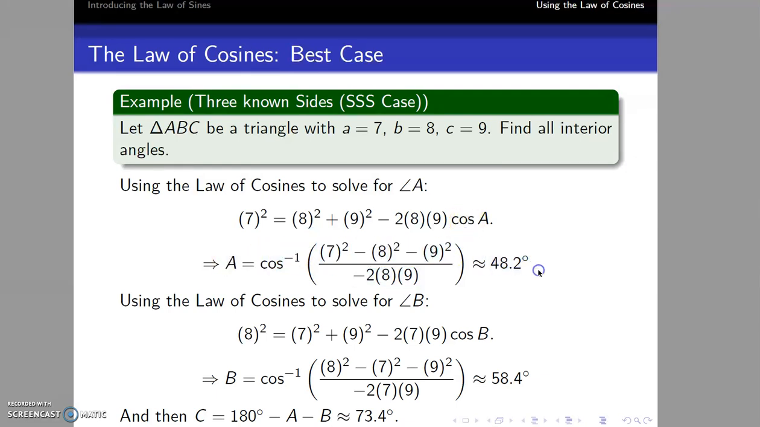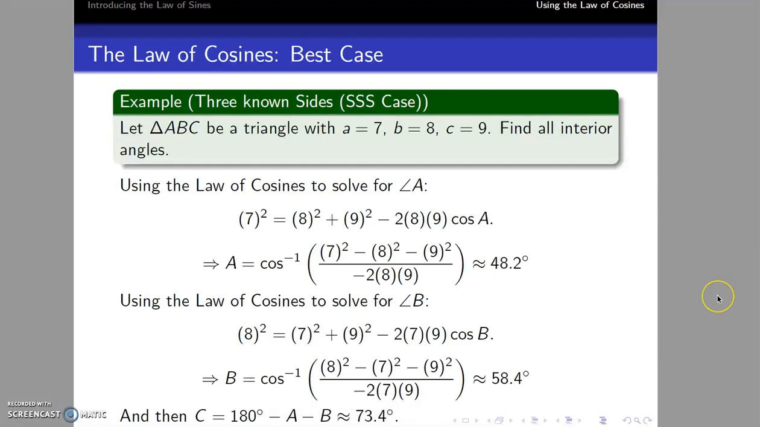So we do that for A. We're not out of the woods yet. We have to do it again for either B or for C. Not for both, because once we do it for the second angle, we get the third for free just by subtracting all that out of 180. So having found B, we have B squared equals A squared plus C squared minus 2AC cosine B. We get all the numbers off to one side, we divide by this coefficient in front of cosine, we take the arc cosine of that, and we get 58.4 degrees.